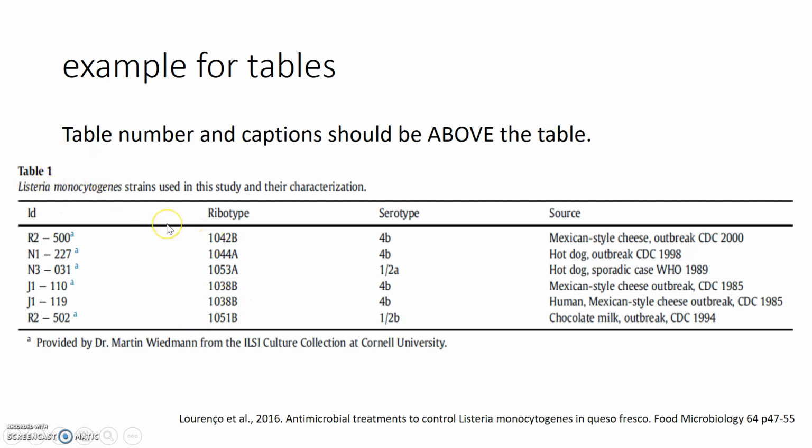You can also look at the previous slide to see if this table meets all the criteria. For example, only horizontal lines are seen, the vertical lines are not, and there are appropriate footnotes to indicate that these samples are provided, the source of this sample, where are they from, so on and so forth.